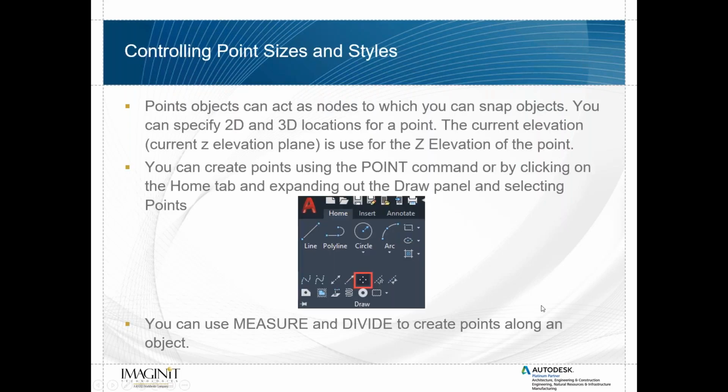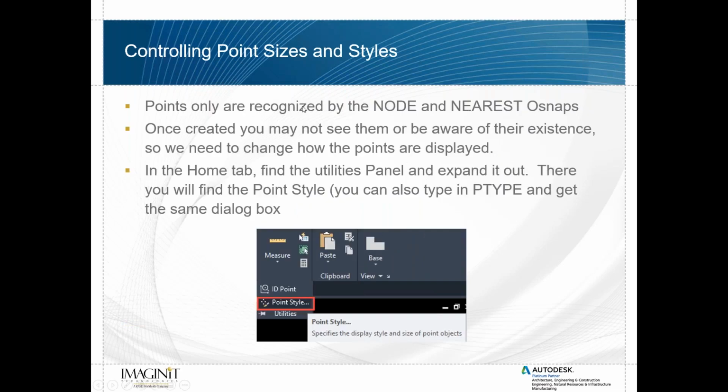Controlling point sizes and styles. So points are objects that act as nodes, which you can snap objects to. You can specify 2D and 3D locations for a point. The current elevation, which is the current Z elevation plane, is used for the Z elevation of the point when you put it in. You can create points using the point command or by clicking on the Home tab, expanding out the Draw panel and selecting Points. That's that little monster right here. And you can use Measure or Divide to create points along an object without breaking that object. Points are only recognized by the Node and the Nearest OSNAPs.